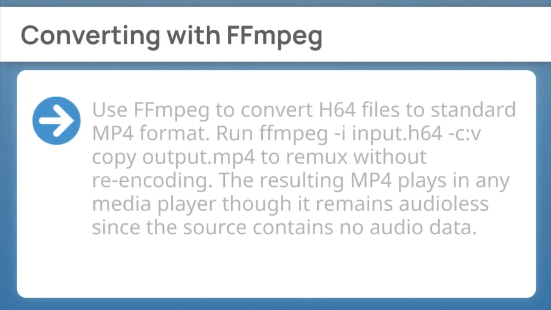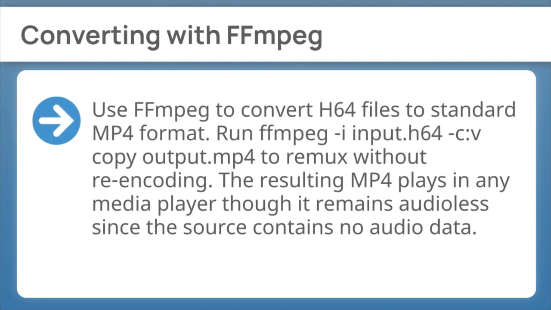Next, converting with FFmpeg. Use FFmpeg to convert H64 files to standard MP4 format. Run ffmpeg -i input.h64 -c:v copy output.mp4 to remux without re-encoding. The resulting MP4 plays in any media player, though it remains audioless since the source contains no audio data.